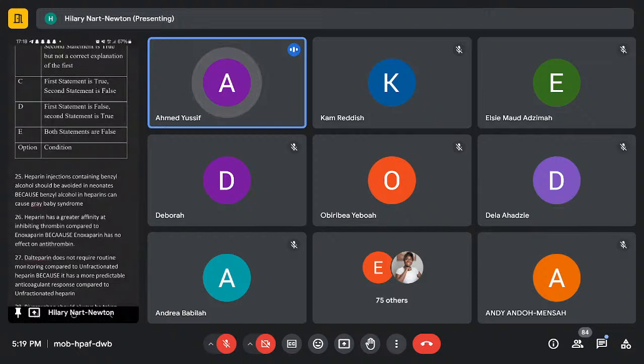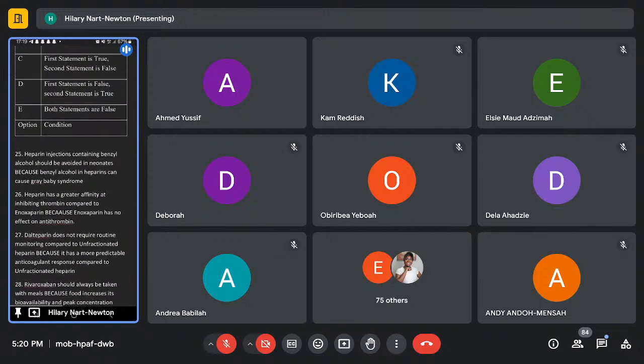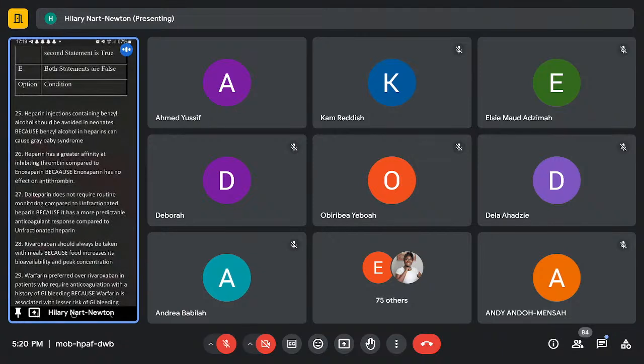Then the second one, enoxaparin has no effect on antithrombin. Is it a true or false statement? False. So it's true, false. C. 27. Dalteparin does not require routine monitoring compared to unfractionated heparin because it has a more predictable anticoagulant response compared to unfractionated heparin.